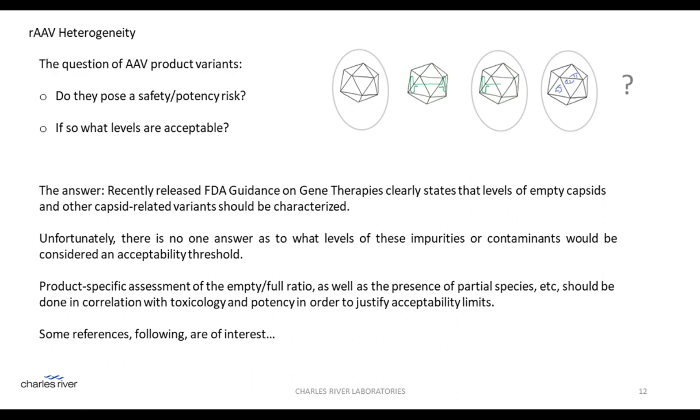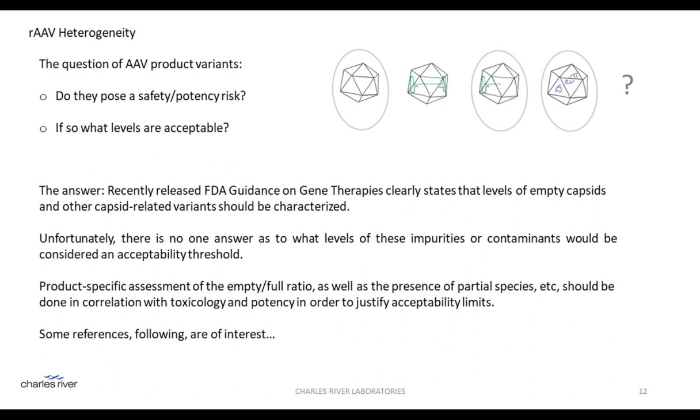The question of just how to treat these capsid-related impurities that invariably show up in AAV drug products, empty capsids being the most abundant in many cases. Essentially, though, how should the acceptability limits, the acceptable limit thresholds for these species be set? What's clear from guidance documents is that levels of empty capsids and other capsid-related variants should be closely monitored. That much is beyond question. Unfortunately, there is no one answer as to what levels of these impurities or contaminants would be considered an acceptability threshold across the board for all AAV drug products.